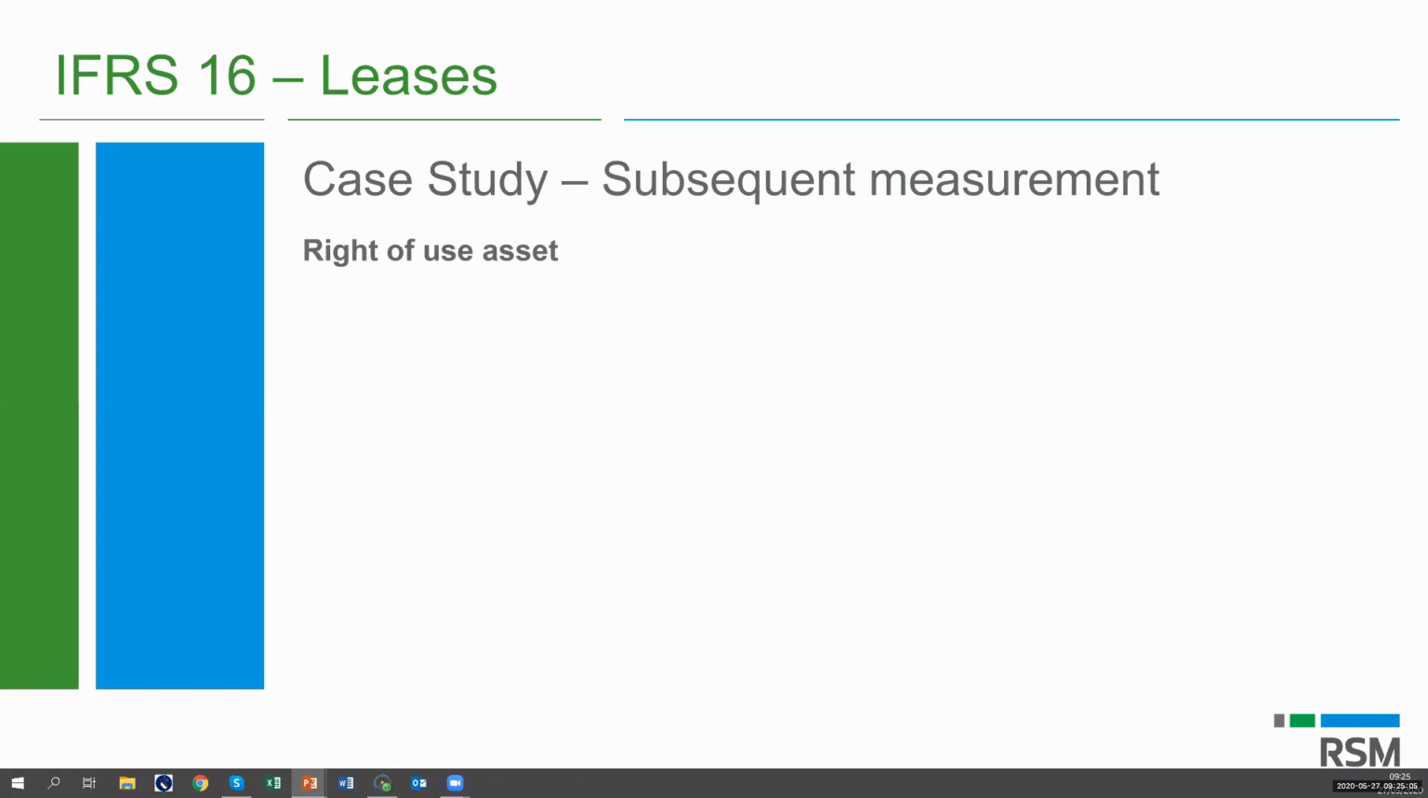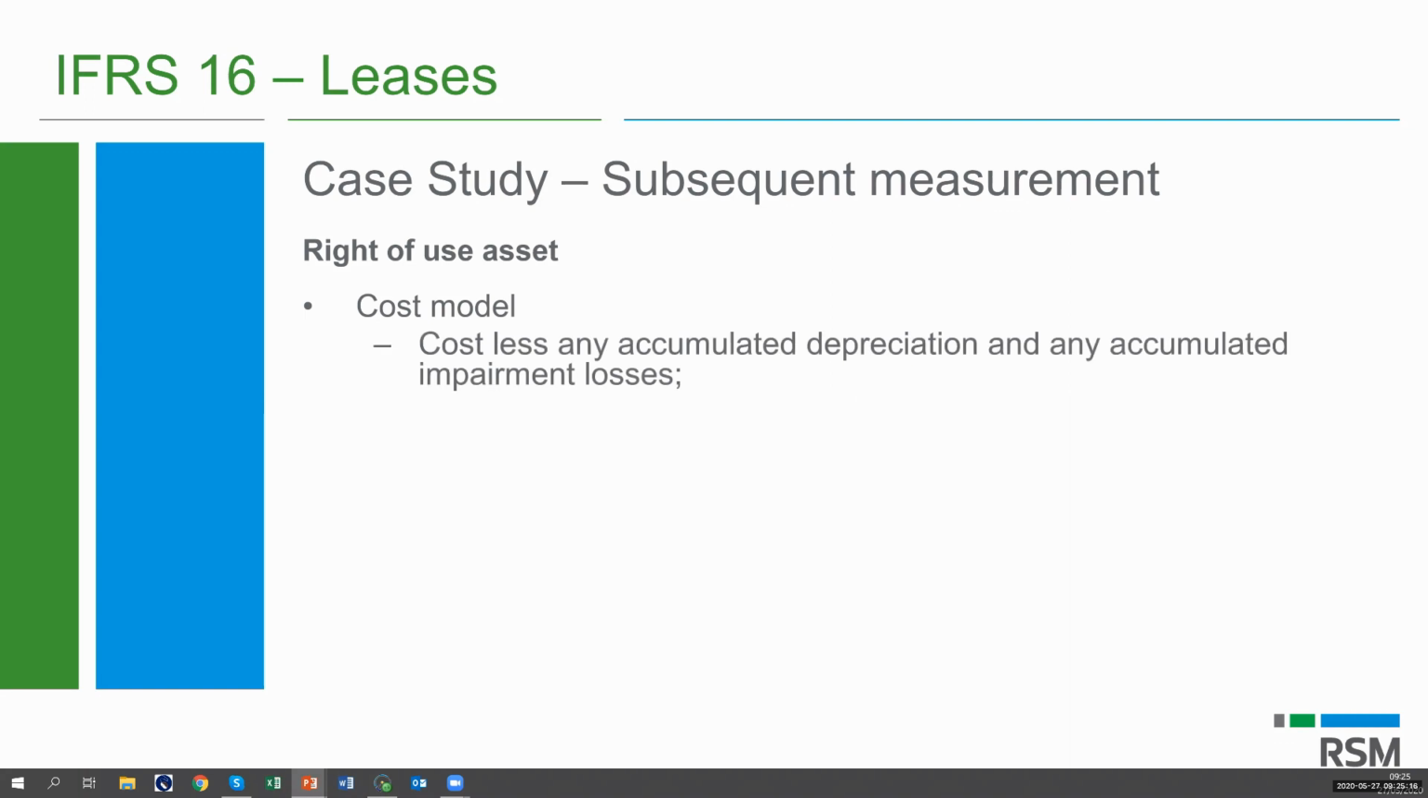Subsequent measurement for the right-of-use asset. This is where I spoke about the different depreciation periods earlier. So if the right-of-use asset is carried on the cost model, you would simply account for that like you would under normal PPE: the cost less any accumulated depreciation and any accumulated impairment losses.